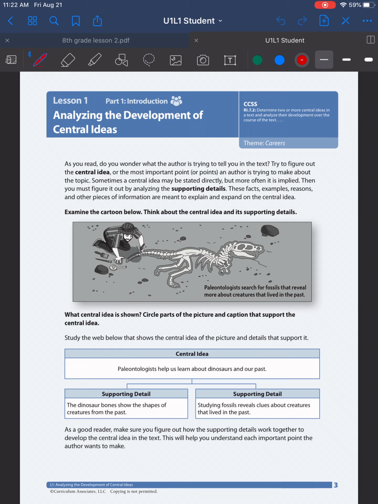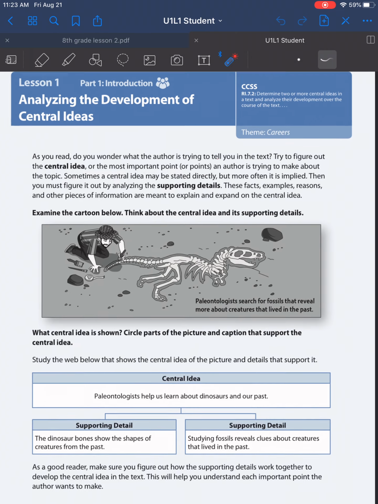Okay, lesson 1 is all about analyzing the development of central ideas. Now, you guys have heard what central ideas are since literally 3rd grade, and I know that for sure because I taught you it. But a central idea is just what is the main topic, or what is the point of what you just read or what you just saw, okay? But we're going to analyze how that central idea can develop over the course of different information, different pictures, things like that. All right, let's go ahead and read together.